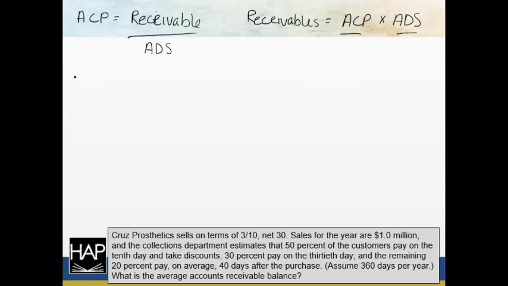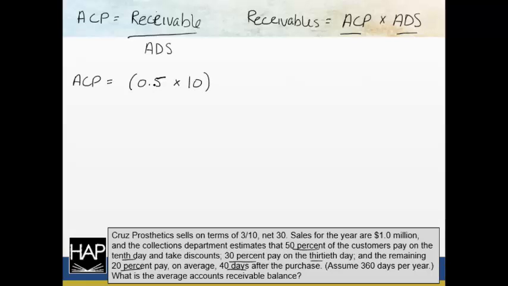In order to calculate the average collection period, I can look at the collections department's information, where they said that 50% of customers pay on the 10th day, 30% pay on the 30th day, and the remaining 20% pay at 40 days after the purchase. So I can take a weighted average of these. So I would take 50% pay on the 10th day. So 50% pay on day 10.